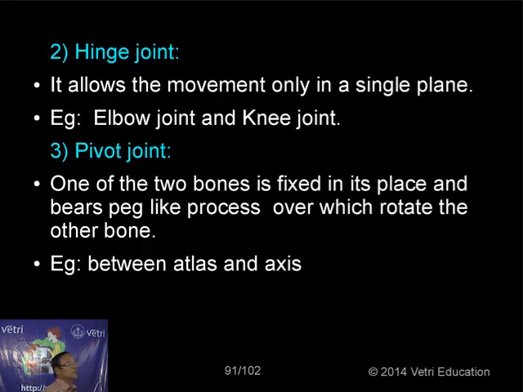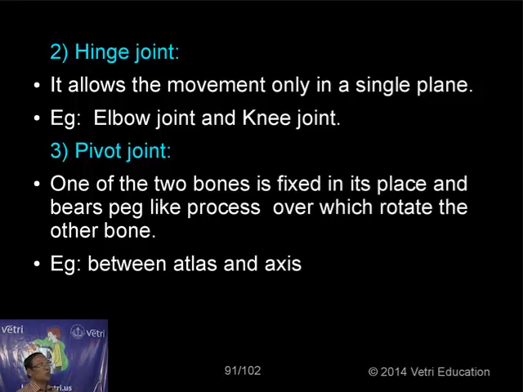Now the hinge joint. This one allows movement only in one direction, or in one plane. See here, the elbow joint allows flexing of the arm, but does not allow movement in the backward direction. The knee joint is also an example of a hinge joint and allows movement only in one plane.